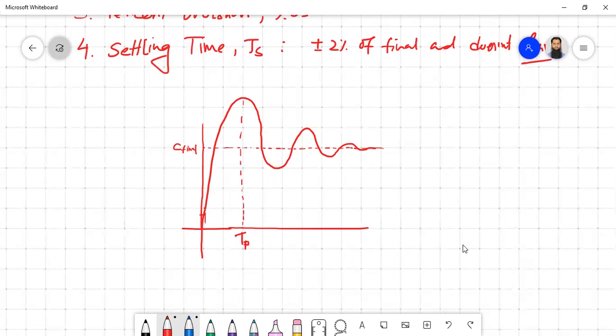Rise time is, according to this book, 10%. So this is the 10%. Then say this is your 90%. So 10% to 90%, how much time it takes. So this is your rise time, TR.